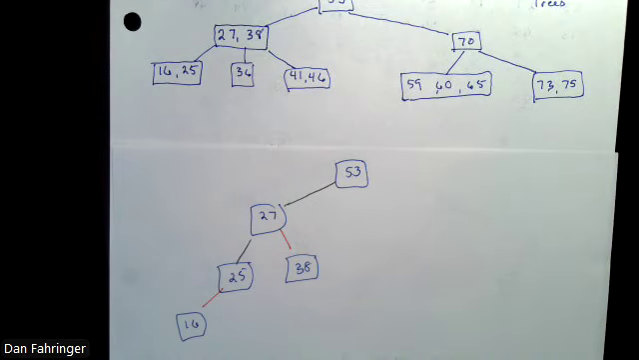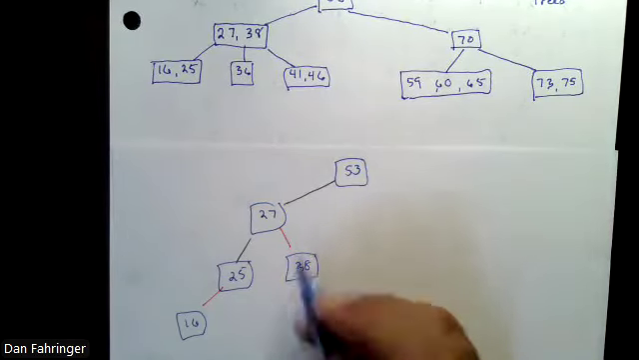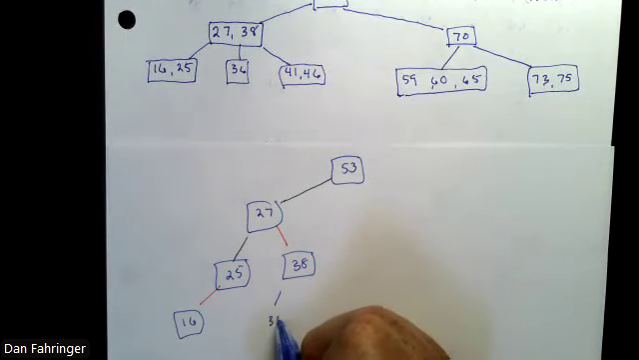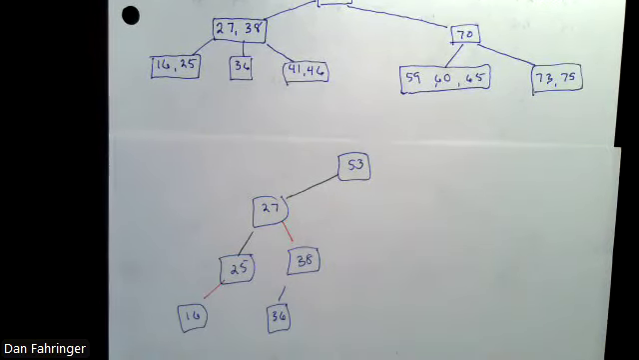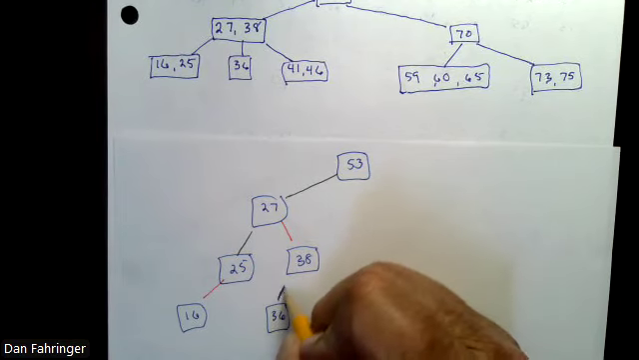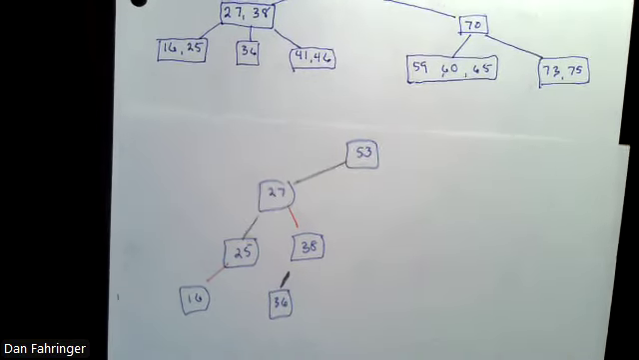Next move. Who's next? 36. Yep, and that goes binary wise, that has to be over here. And that is a black. Okay.